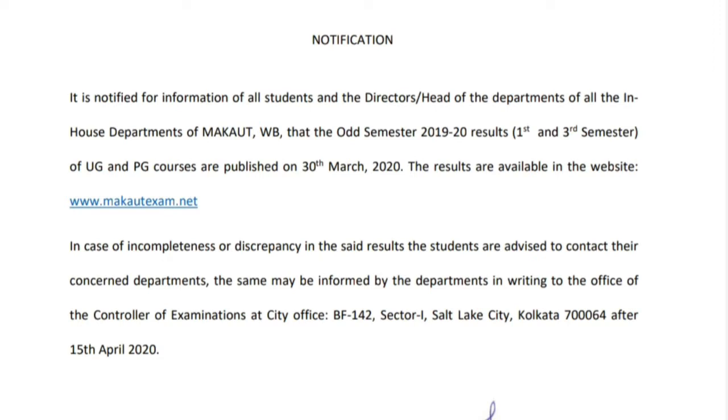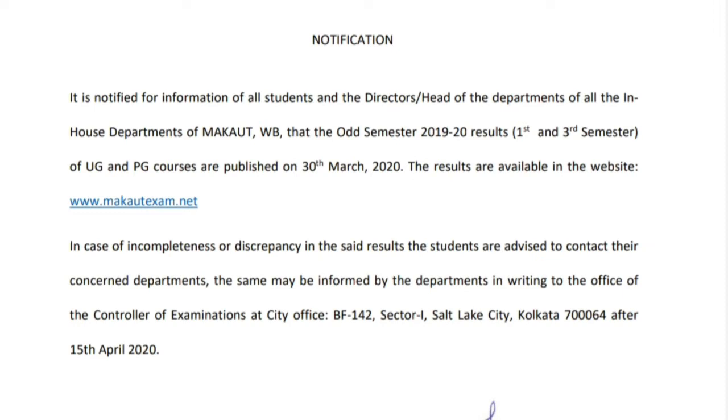No, it's not like that. Makaut is only passing the results to the students. Those papers were actually completed, meaning evaluation has already been done. And you know, PG courses, the same thing is applicable.